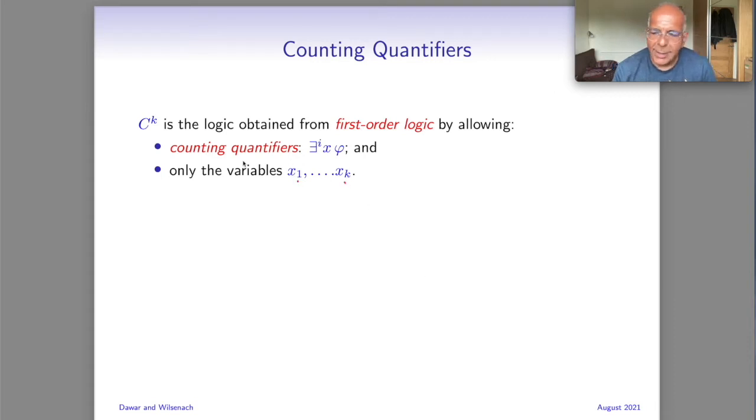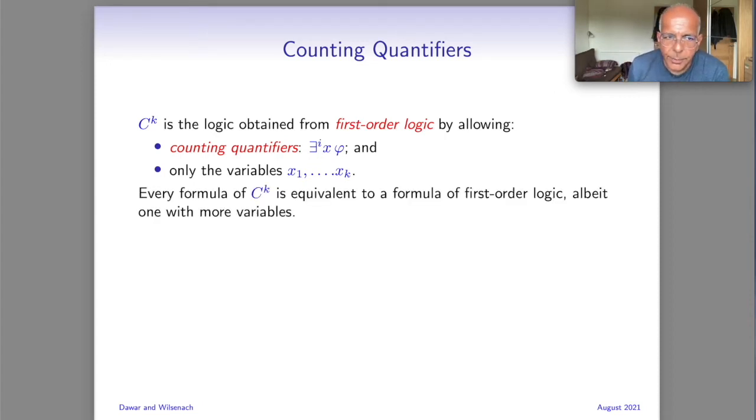So now, while Ck is contained in first-order logic in terms of expressive power, it is a proper extension of Lk. Because what you can do with k variables in first-order logic is not sufficient to do what you can do with k variables in first-order logic with counting, because here you use a single variable, whereas to expand it out into first-order logic, we needed i distinct new variables. So every formula of Ck is equivalent to a formula of first-order logic, but one with more variables.